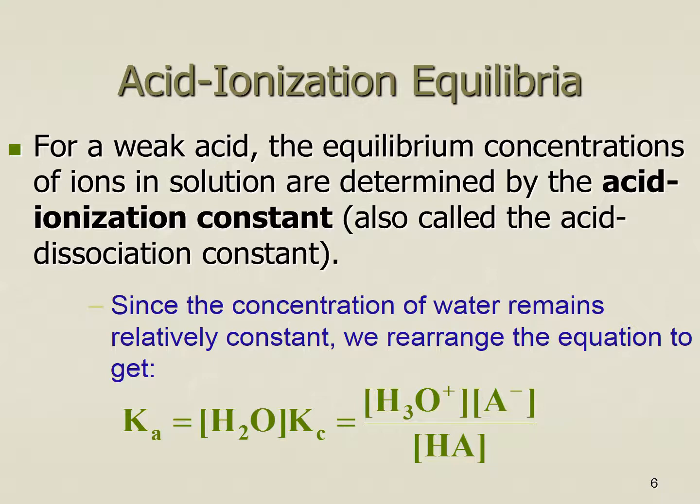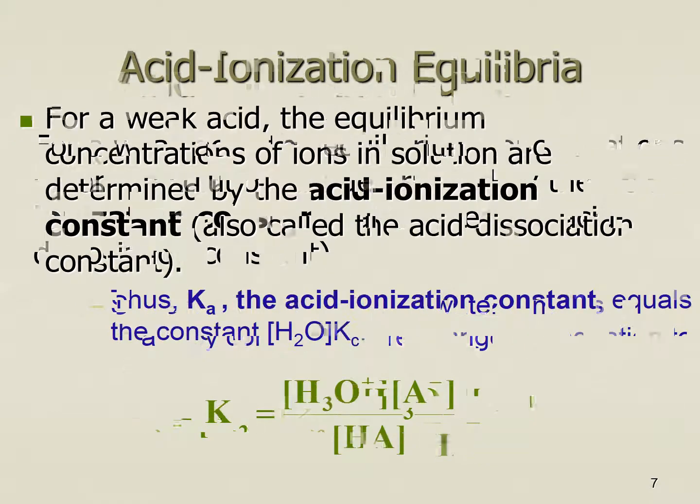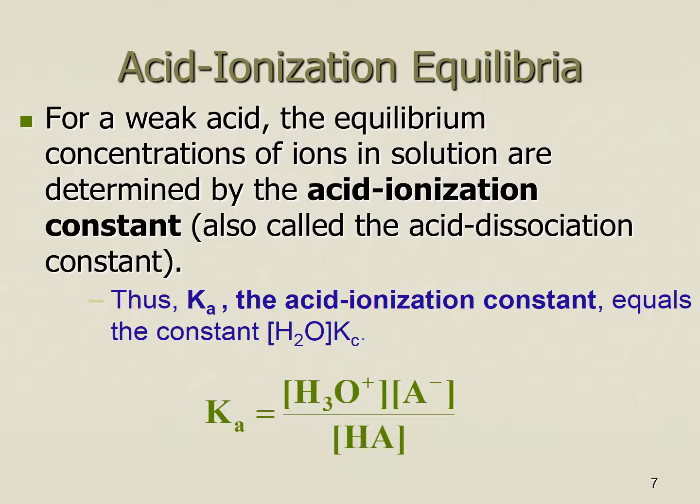Ka is just a value that you can look up or is given to you in the problem. So here again is the expression. Ka is always equal to the products, H3O plus times A minus, the conjugate base, divided by the concentration of the acid. Just like we've seen before with equilibrium numbers, if Ka is a very large number, that means that products predominate, so the numerator predominates over the denominator, and that would indicate a stronger acid.